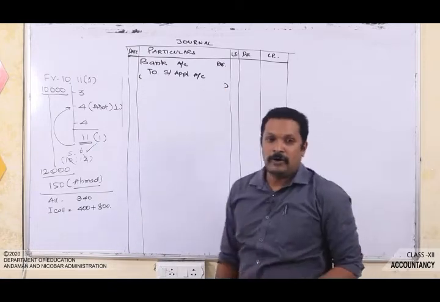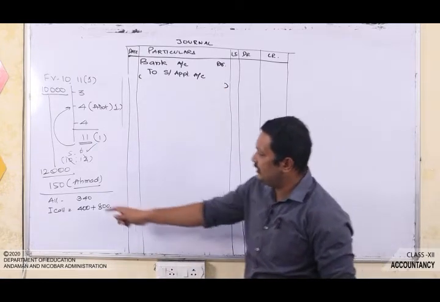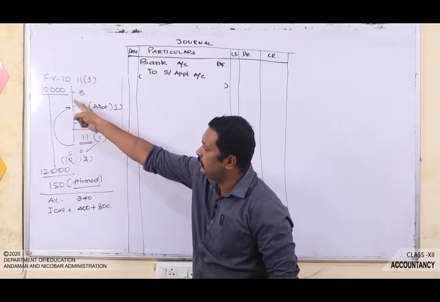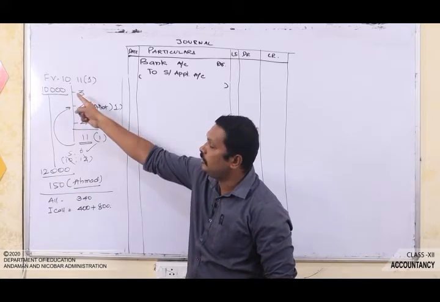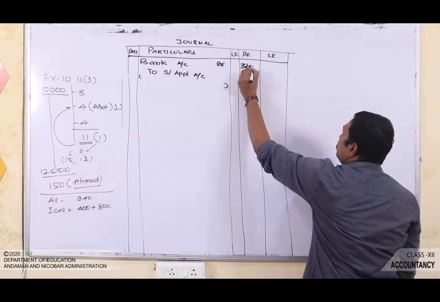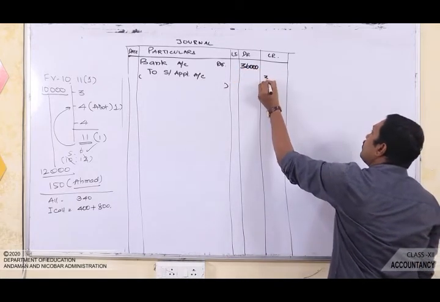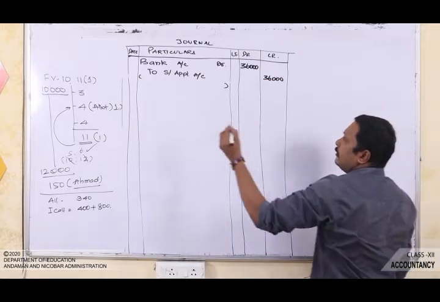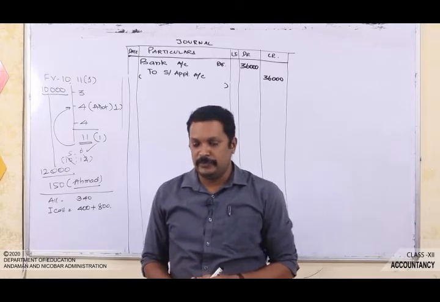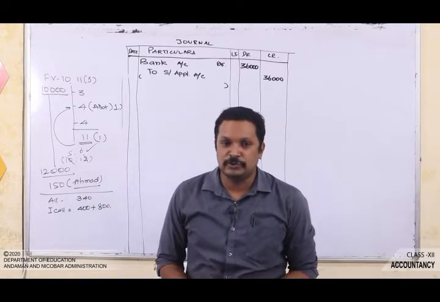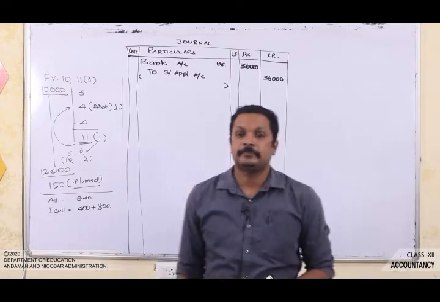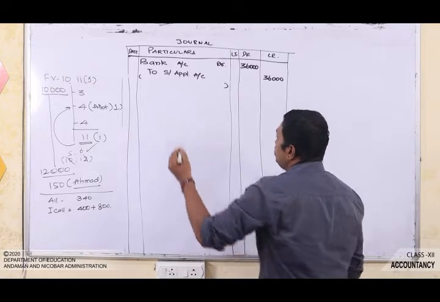So how to write the amount? How many shares were received? We received 12,000 shares. That should be multiplied with the application money, that is 3. 12,000 into 3, how much? 36,000. So write 36,000 here. In the narration you have to write being application money received on 12,000 shares at the rate of 3 each.